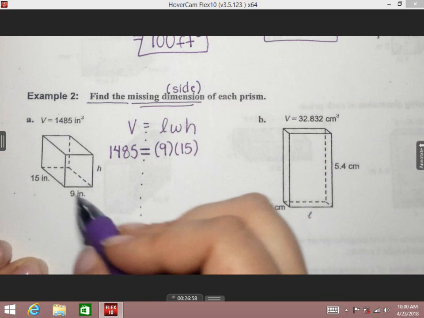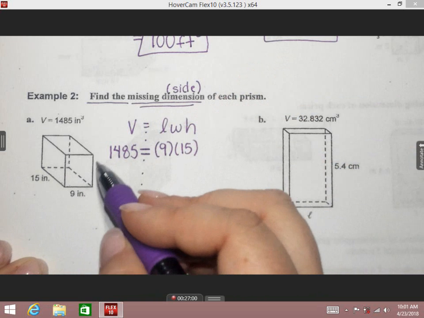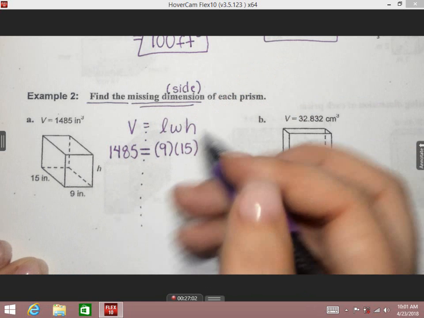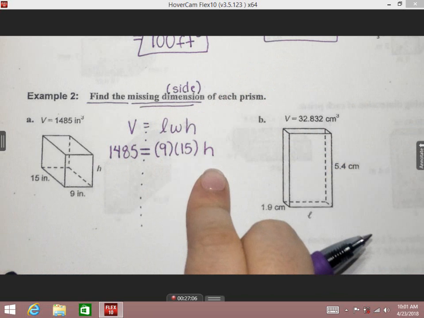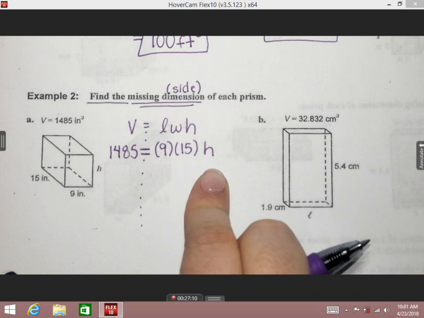Is there a number for H? No, because we can see an H in the problem. So I'm just going to write H there. And since it's a letter, you'll notice I'm not putting parentheses around it. I'm not going to put parentheses around that letter, and that's okay. All right, have I done it, or is anyone lost? Have I done anything weird? Are we okay so far?